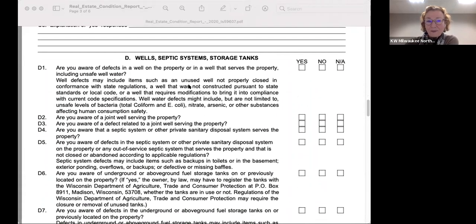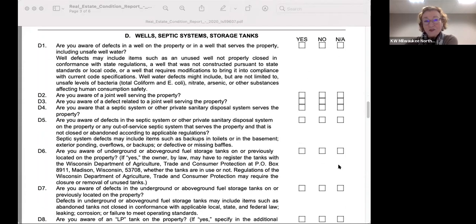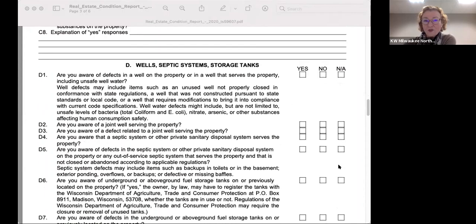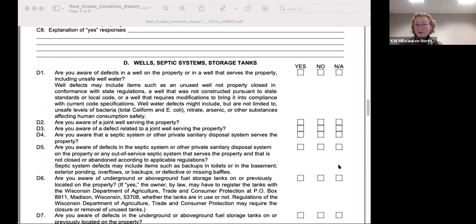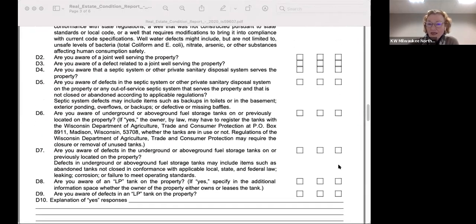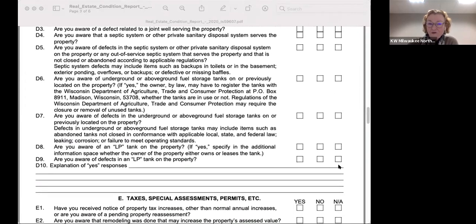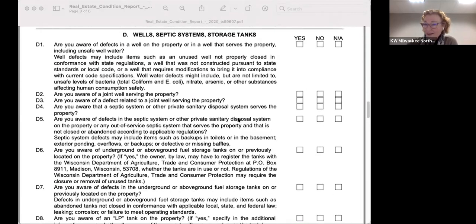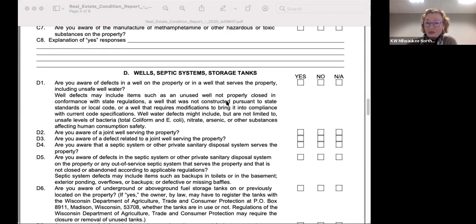Under well, septic systems, storage tanks, you can put NA in these boxes. If there's no well, septic system, or storage tanks in that property, make sure that the NA is filled in. A lot of agents try to skip that if there isn't.